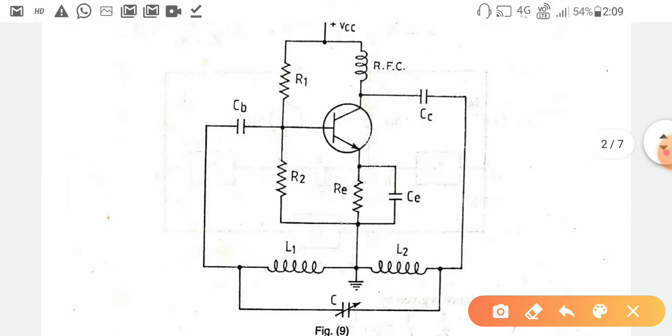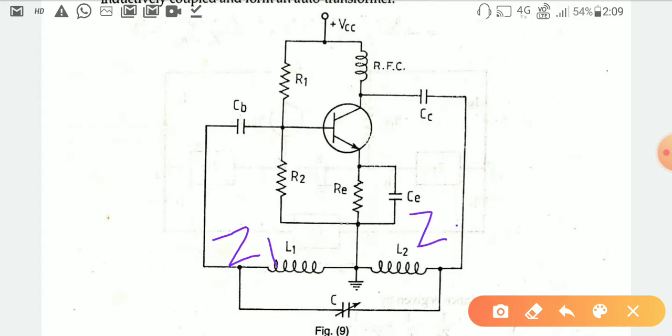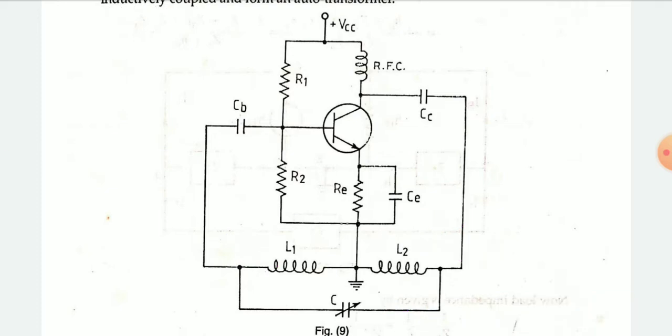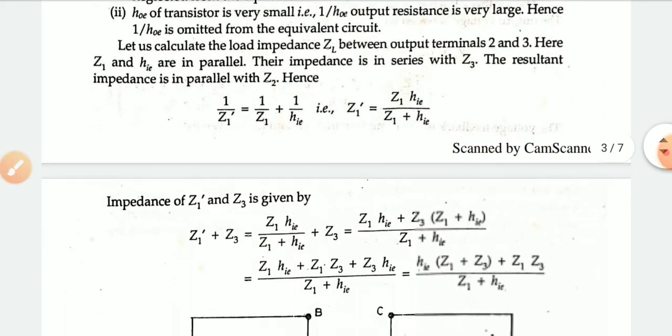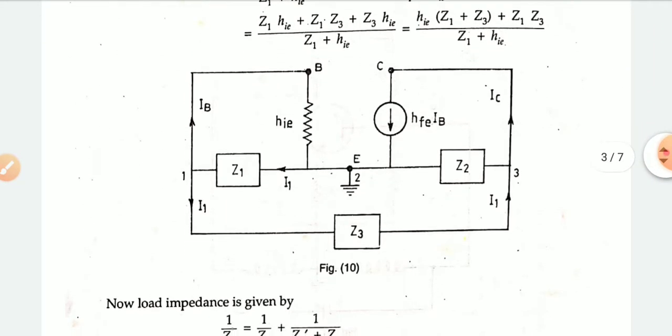By establishing L1, L2 and C as Z1, Z2 and Z3, the same circuit can be analyzed for both types of circuit diagram, that is the Hartley type of oscillator and the Colpitts type of oscillator. The equivalent circuit diagram looks like this. This is the equivalent circuit.